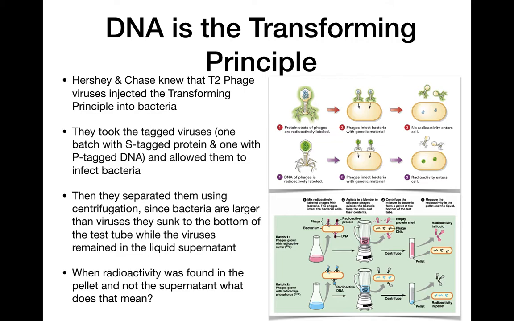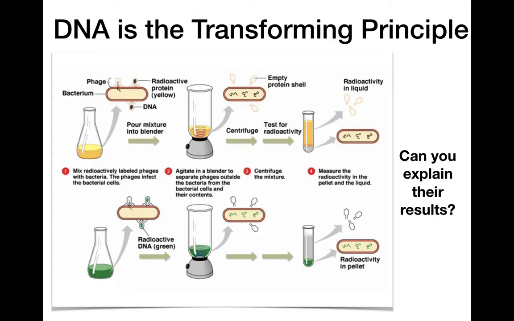Pause the video. Talk to your classmate. Try and figure this out. So when they had the radioactive phosphorus, they found radioactivity in the pellet. When they had radioactive sulfur, they found radioactivity in the supernatant, in the liquid. So here's another diagram showing this.